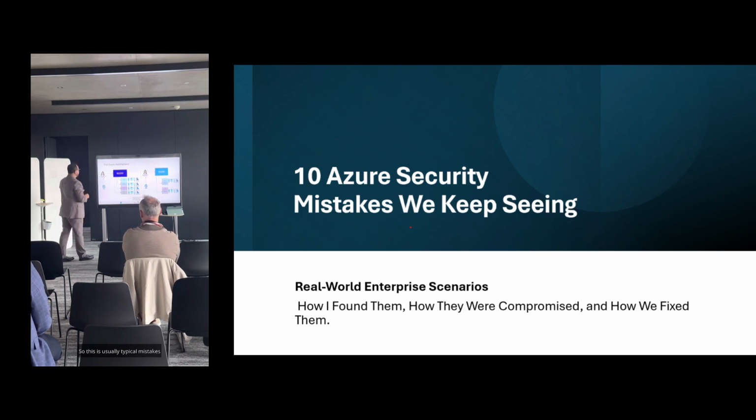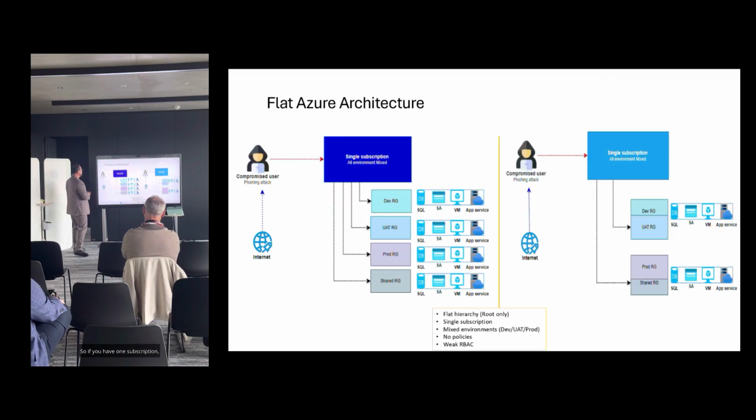So these are typical mistakes that I see in every environment. I just gave an example. There are many of them, but this is the one I'm focusing on. Usually you'll find that the customer, hopefully none of you here have this situation, has an Azure environment with one root management group, then one subscription. So if you have one subscription, then you deploy all resources there.